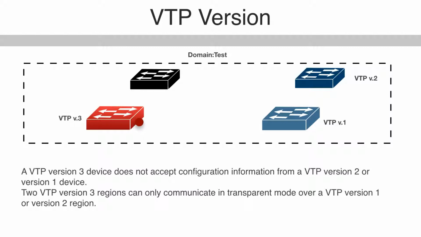If a switch running VTP version 1, but capable of running VTP version 2, receives VTP version 3 advertisements, it automatically moves to VTP version 2.